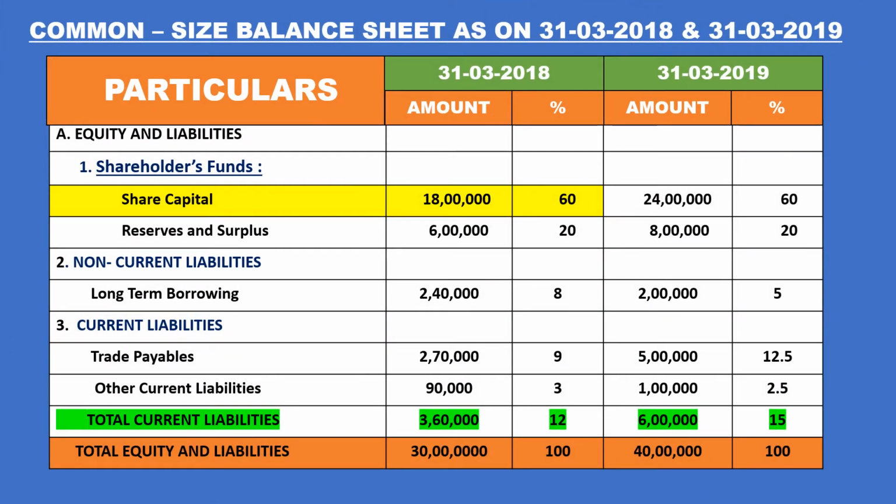As you can see in the problem, it is highlighted in the yellow color, that is share capital is 18 lakhs and the percentage we got is 60 percentage. We have noted it in the 60 percentage column of share capital. I hope this is understood. Next, we'll go on to the next step.